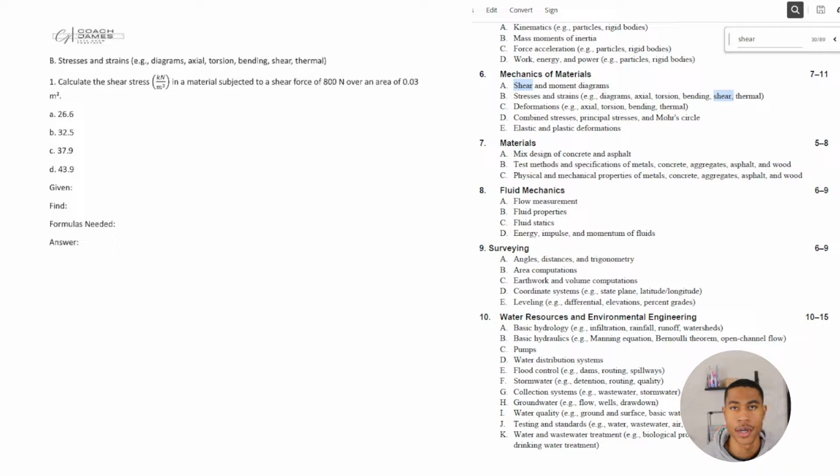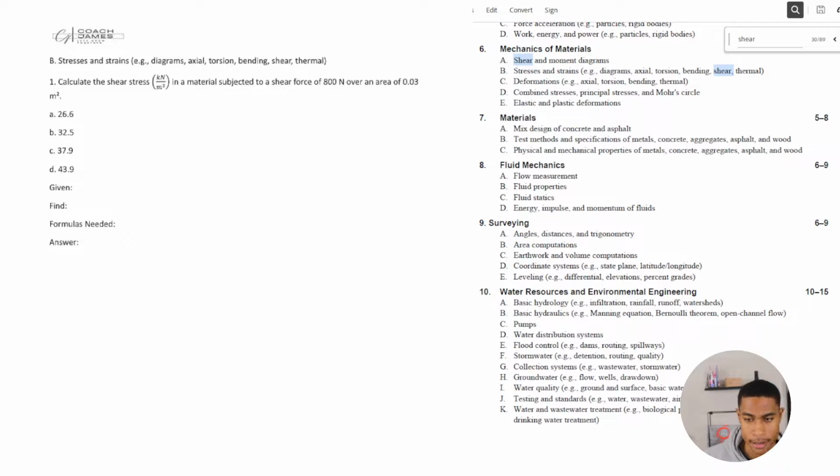Today in this video, we're going to be looking at some more mechanics of materials, but we're going to be focusing specifically on stresses and strains. I went in depth on shear moment diagrams in my last video, so if you have not seen that, make sure you check those practice problems out. But today we're going to be looking at stresses and strains, and so let's go ahead and dive right in.